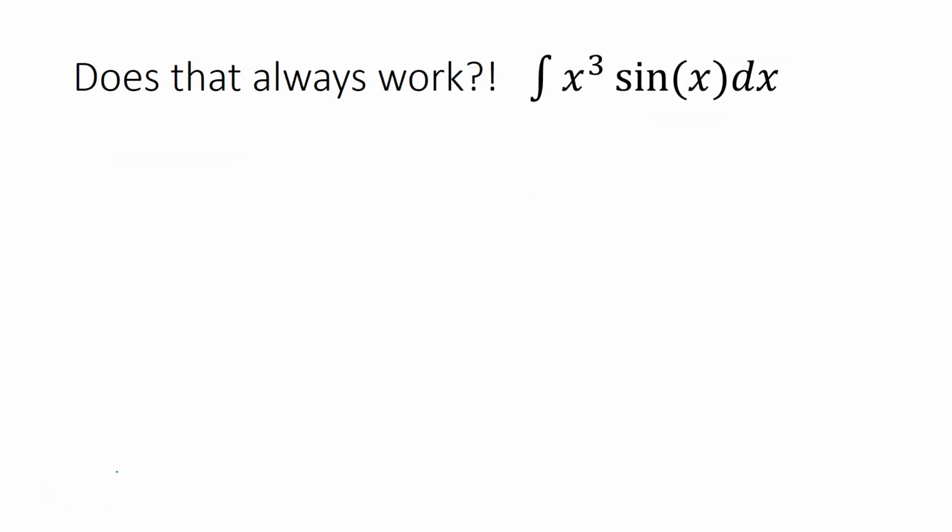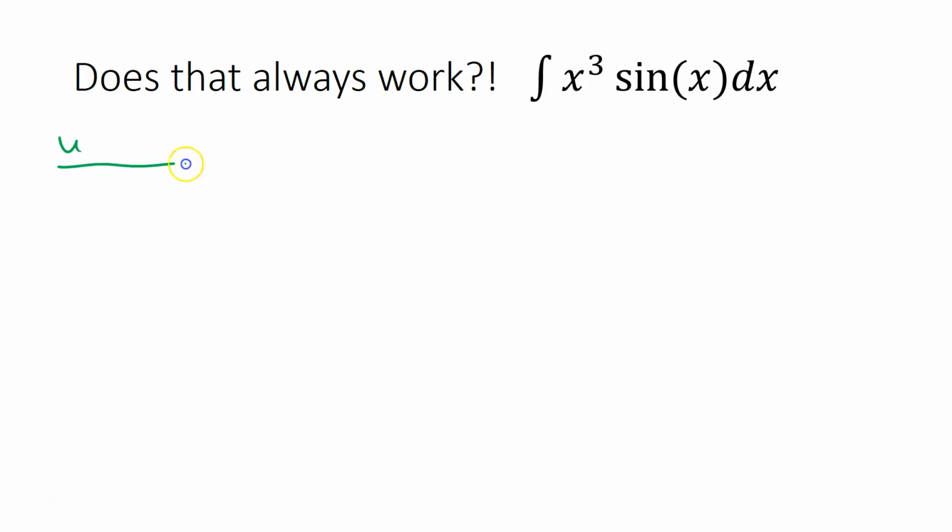Well, yes, as long as you have a polynomial that's eventually going to go to 0. That's the key. On the cyclic ones, like e to the x sine x, if you do u as e to the x, you're never going to get a 0. If you do u as sine x, you're never going to get a 0. It really has to be a polynomial. At some point, you have to have a derivative that's going to turn into 0. So let's try it with this one.